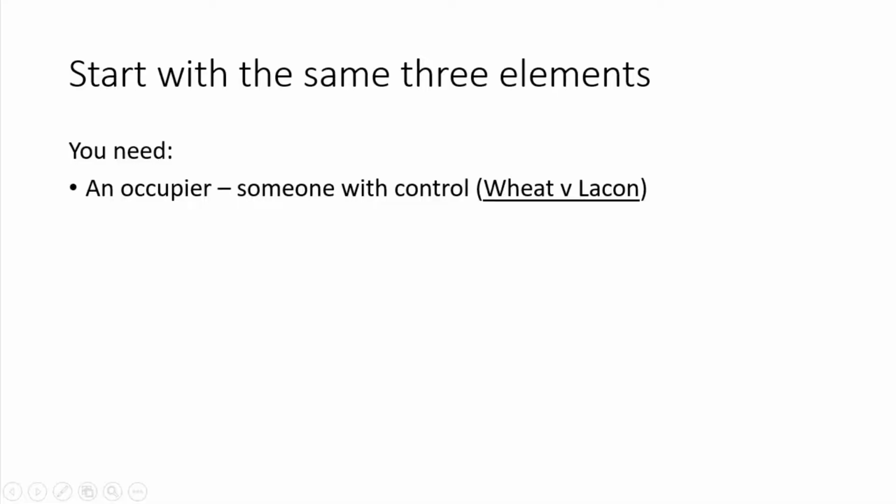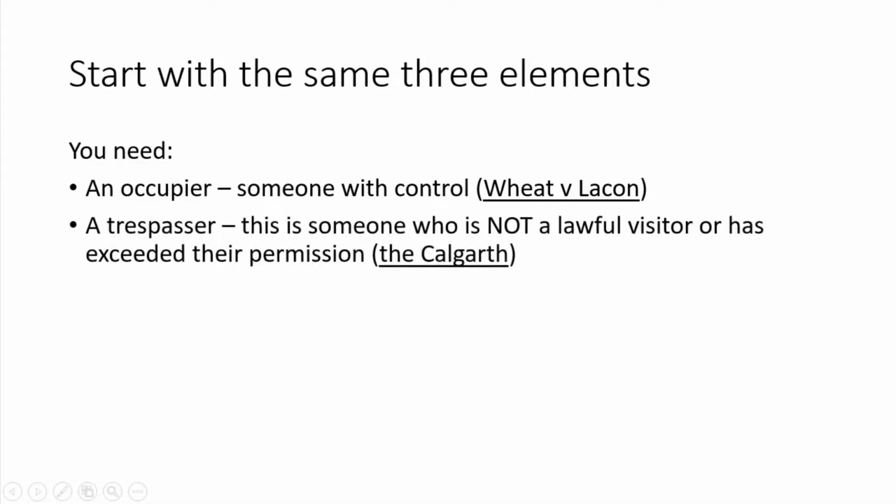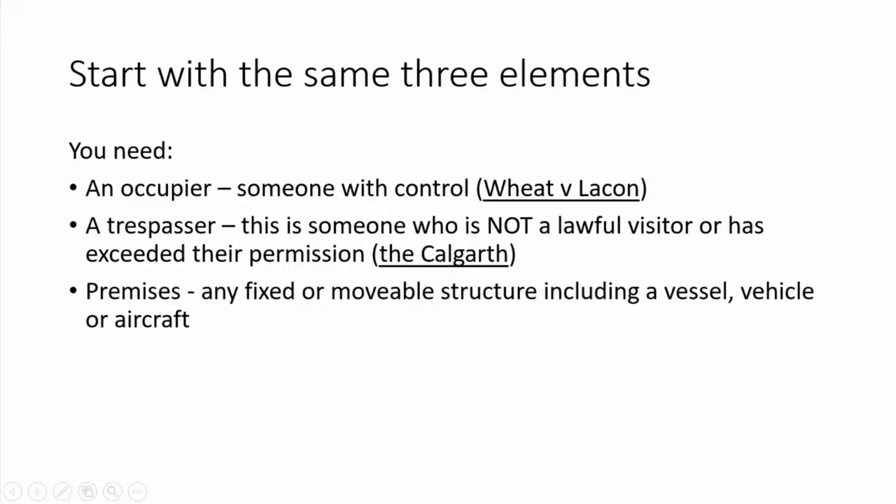When answering a question on the 1984 Act, you start with the same three elements that you used for the 1957 Act. First of all, you need to show who the occupier is, which is someone with control. Then you need to show that the person is not a lawful visitor, i.e. they are a trespasser, or they have exceeded their permission, so they might have started off as a lawful visitor and then gone beyond a door saying staff only, or gone beyond a warning sign or a door that's locked maybe.